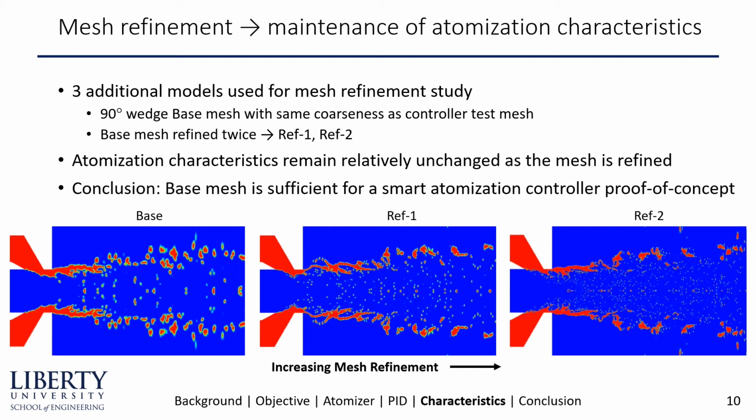So we conclude from this that the base mesh is sufficient for a smart atomization controller proof of concept. In other words, if the controller system works or doesn't work on the base mesh, then it probably will work or not work on a more refined mesh.